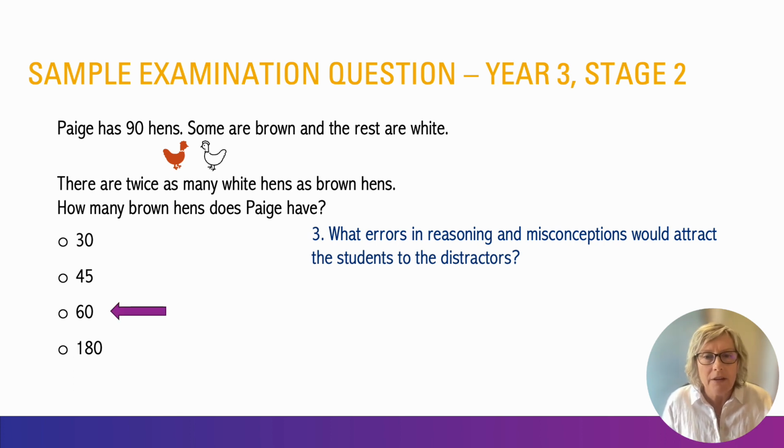60, well, reading, decoding, or an encoding error. Giving the number of white hens rather than what the question actually asked for, the number of brown hens. And 180, a comprehending error. Likely error is twice 90 is 180.